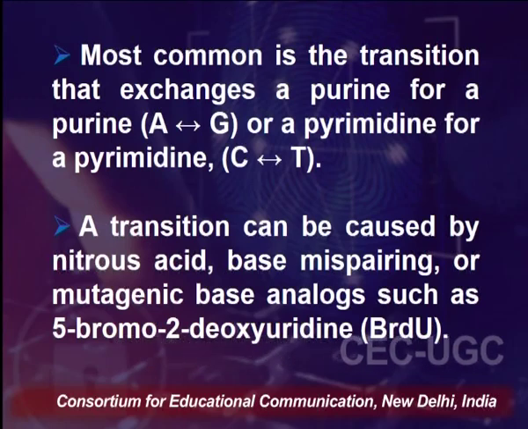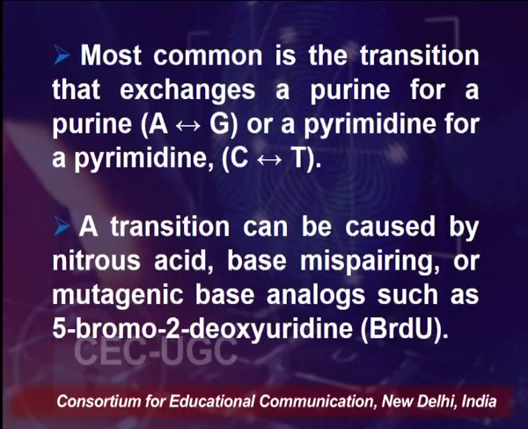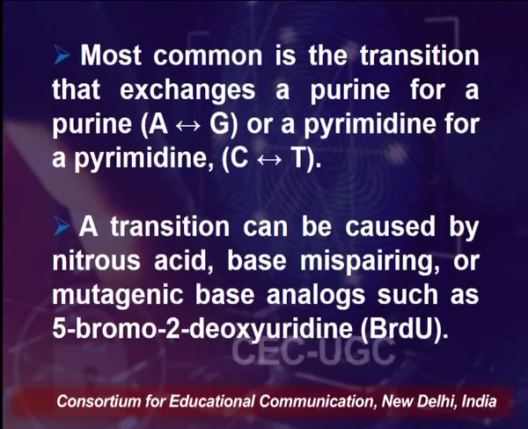So, when this kind of point mutation is occurring, A to G, G to A, C to T or T to C, this transition can be caused by nitrous acid, base mispairing or any mutagenic base analogues. One example is BrdU, which is 5-bromo-2-deoxyuridine. Sometimes certain chemicals are harmful for us, which might cause mutations, which might cause certain sequence change in our DNA. So, we should be taking precautions while using such chemicals in the lab.